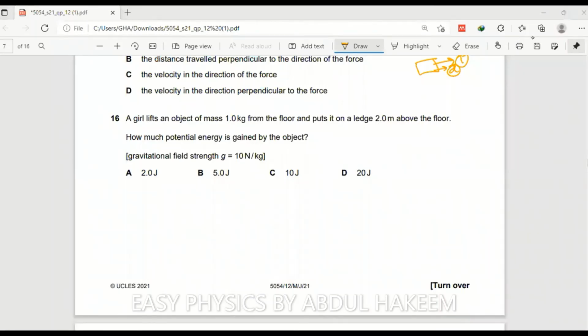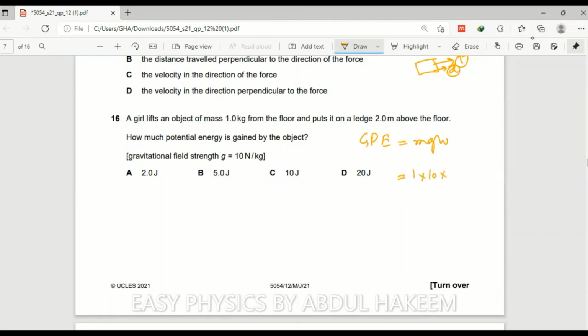Okay, the next question is: a girl lifts an object of the mass 1 kilogram from the floor and puts it on the ledge 2 meters above the floor. How much potential energy? So the gravitational potential energy is equal to mgh. M is 1, g value is 10, and the height gained is 2. So the answer is 20. Very simple question.